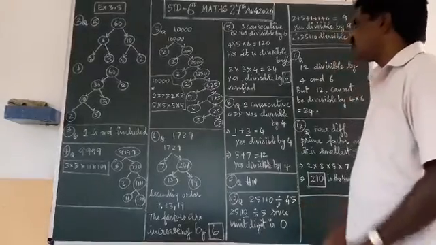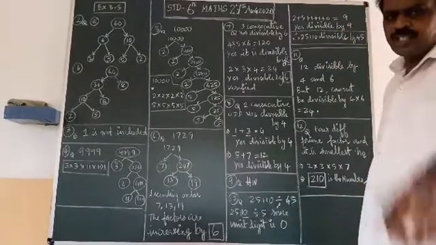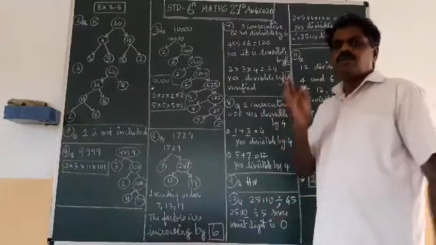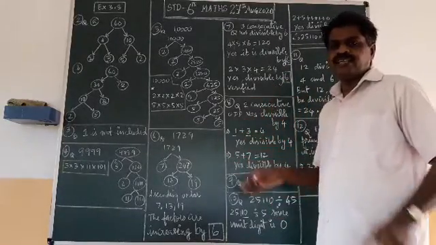Then the seventh question: write any three consecutive numbers. Consecutive numbers mean what? The next number. 1, 2, 3. 2, 3, 4. 5, 6, 7. Those are consecutive numbers.